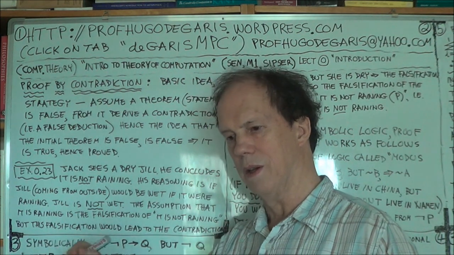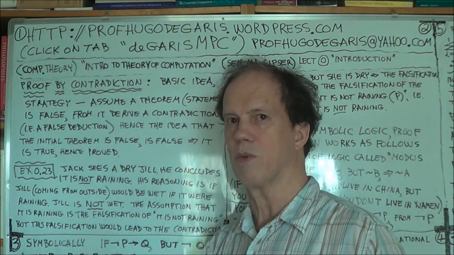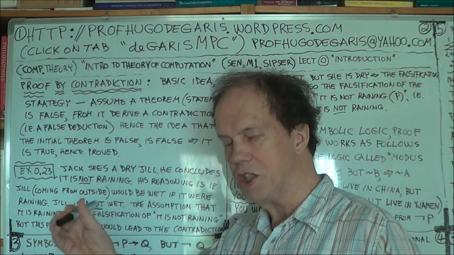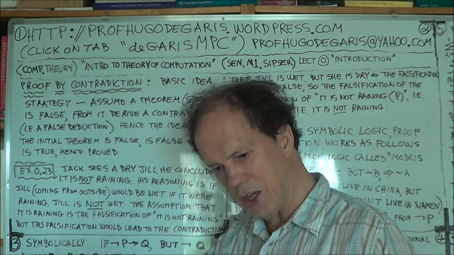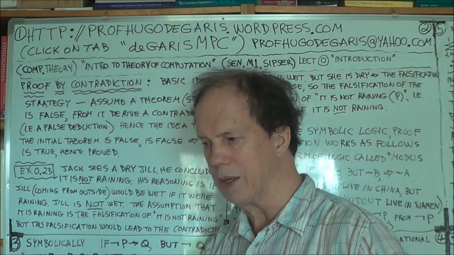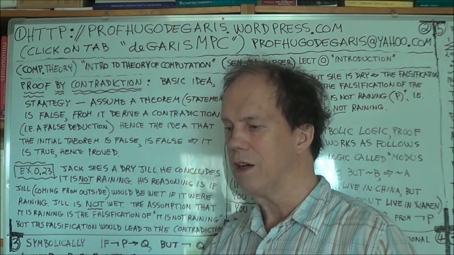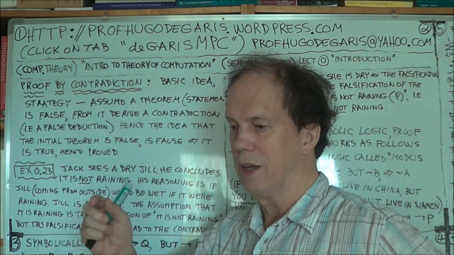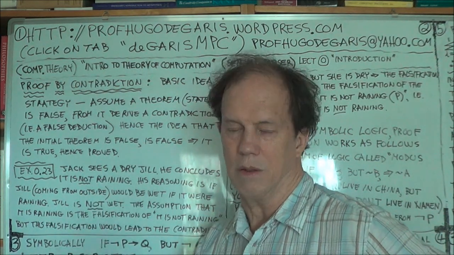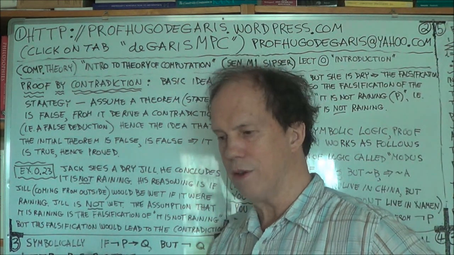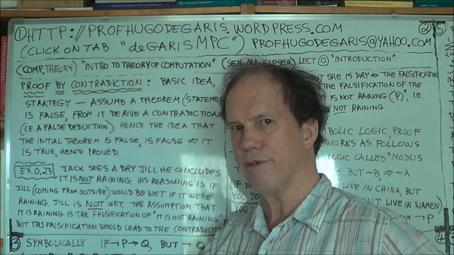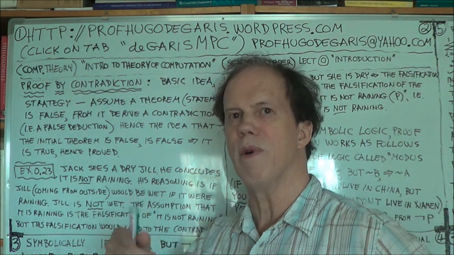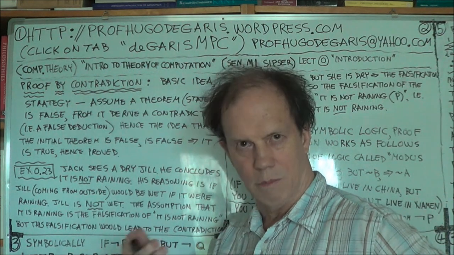And what's Q? Jill gets wet. But she's not wet. She's just come in and she's dry. So it's a fact, not Q. Q is Jill is wet; not Q is Jill is dry, not wet. Therefore, your not P is false, right? By modus tollens type logic.